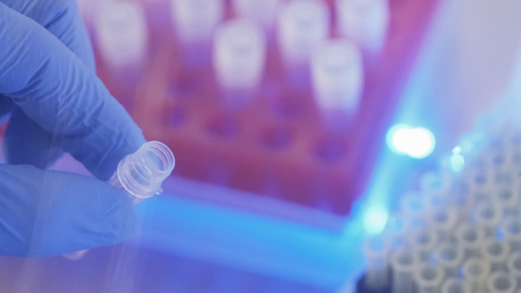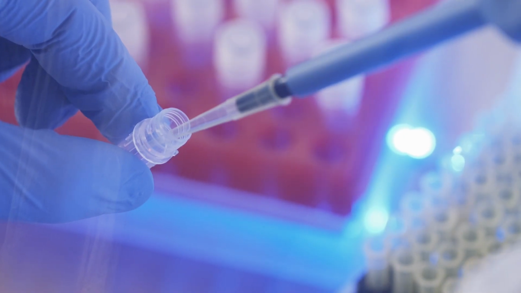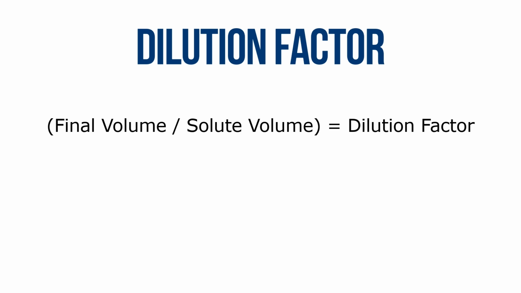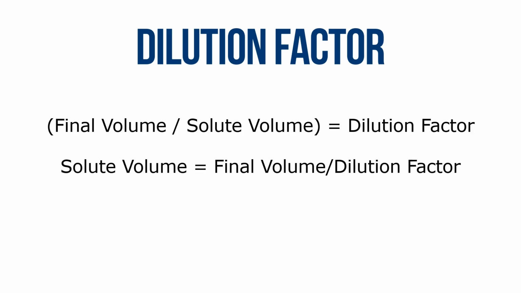If you are working with ratios instead of concentrations, dilution factors are the way to go. The formula for dilution factor is final volume divided by the solute volume. Since we are often trying to determine solute volume, we can rearrange the equation through simple algebra to say the solute volume is equal to the final volume divided by the dilution factor.